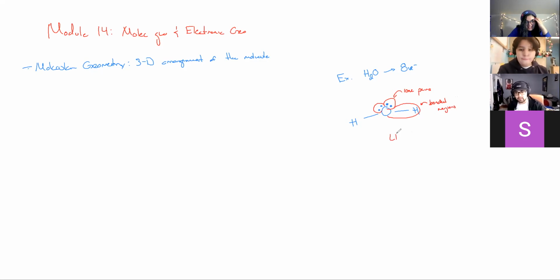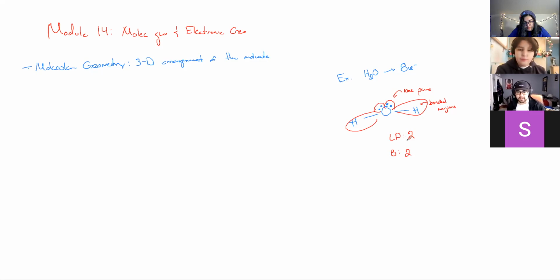How many lone pairs and how many bonds do we have on our oxygen atom? 2 and 2. Yes, 2 and 2. It helps if you circle them. I always circle my lone pairs and my bonded regions, which helps you identify how many you have of each. So we have 2 bonded regions and 2 lone pairs.